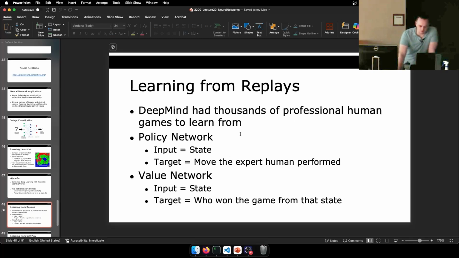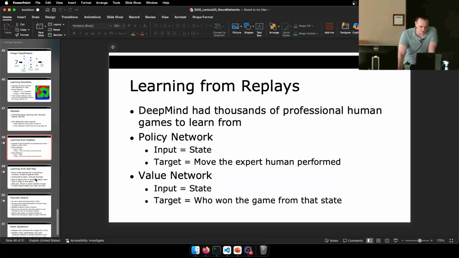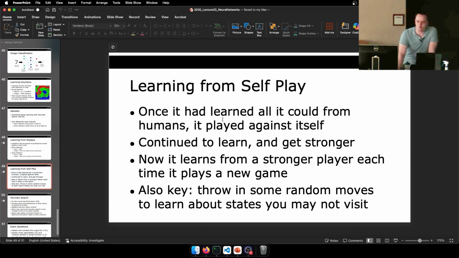You could also learn from replays, so that's what they did in the first version of AlphaGo. And learning from self-play, so once it had learned from the replays, then it started playing against itself. And once it got better, playing against itself meant it got even better, so it got better and better in this positive feedback loop. Also, make sure you throw in some random bad moves here and there so that it learns what to do in situations that aren't particularly good.